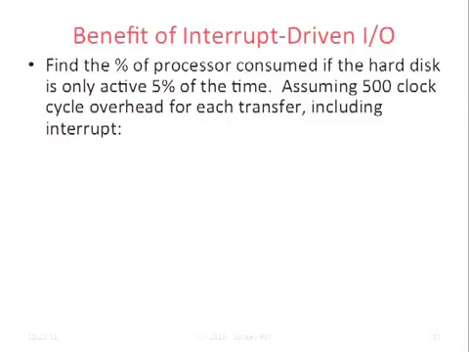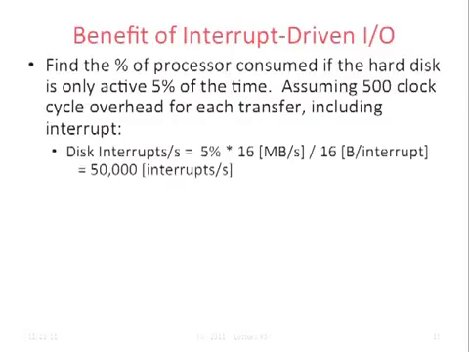Imagine you had a hard disk that was active, say, 5% of the time. And let's say it costs you 500 clock cycles to service the disk interrupt. Remember, the way we're talking about it now, this disk is going to try to transfer a page in 16-byte chunks. So you're going to get interrupted for every 16-byte chunk of, say, a 4K page. It's going to be a bunch of interrupts that happen. The speed of the disk, let's say, is 16 megabytes a second.